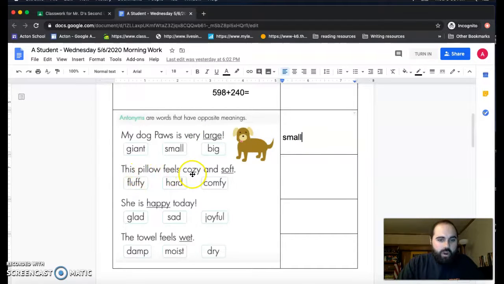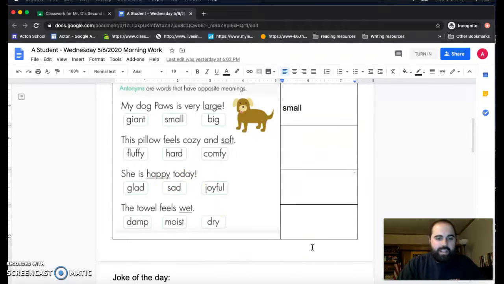This pillow feels cozy and soft. Would fluffy be an antonym to soft? Would hard be an antonym for soft? Or comfy an antonym for soft? You'll put your antonym answer over here. She is happy today. Is glad an antonym for happy? Sad an antonym? Or joyful an antonym? Last sentence. The towel feels wet. We need an antonym, so an opposite for wet. Would it be damp, moist, or dry?